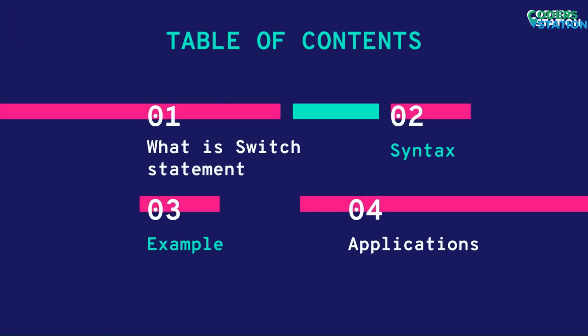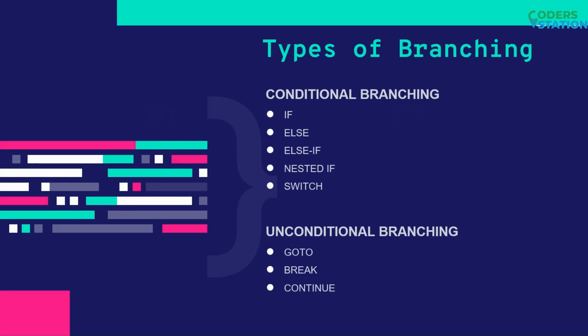So let's look towards the table of contents. In this video, we are going to see what are switch statements, its syntax, examples and applications. First of all, we will go through the types of branching. There are two types of branching, the conditional branching and the unconditional branching. We have covered the first four, which is the if, else, if, nested if. And today in this video, we are going to see what are switch statements.